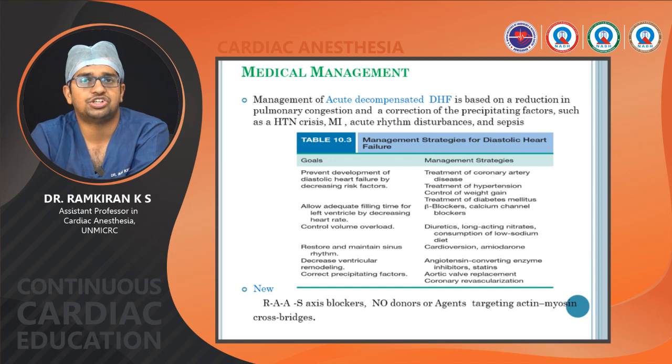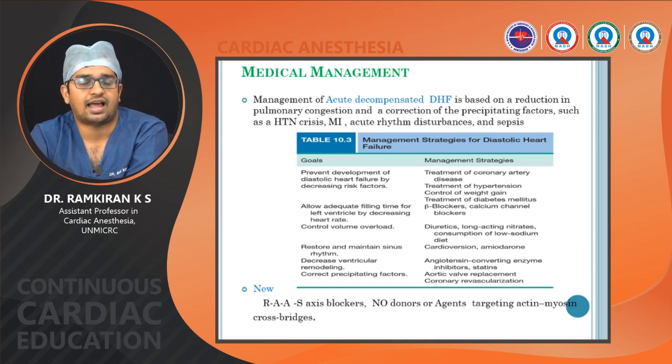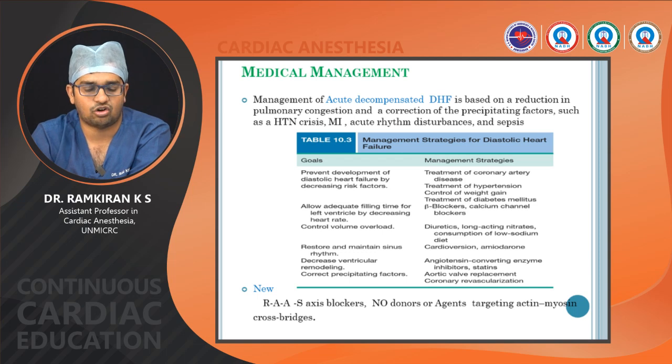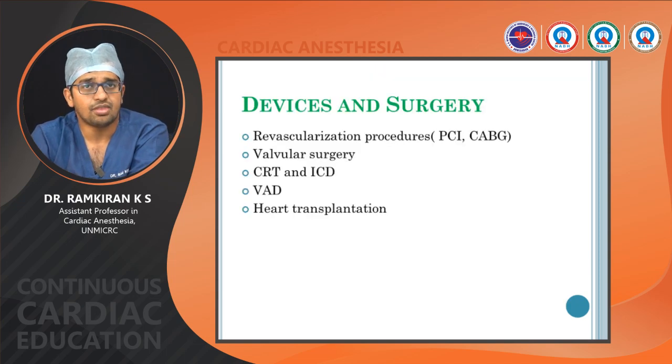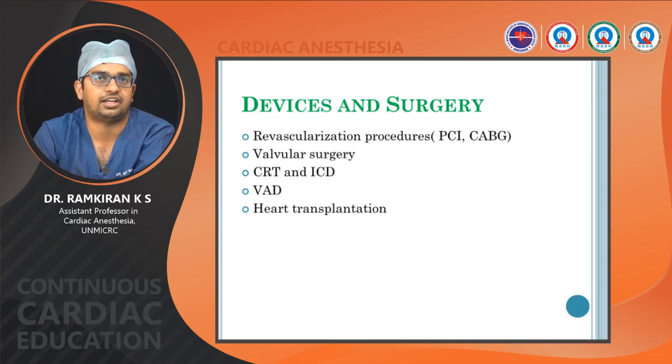Apart from that, cardioversion, amiodarone and ACE inhibitors play a very big role, and newer drugs like RAS axis blockers, NO donors, and other agents targeting the actin myosin cross bridges are coming up. Other devices or surgeries which can be used are revascularization procedures such as PCI or CABG, valvular surgery, CRT or ICD placement, VAD placement, and finally heart transplantation.